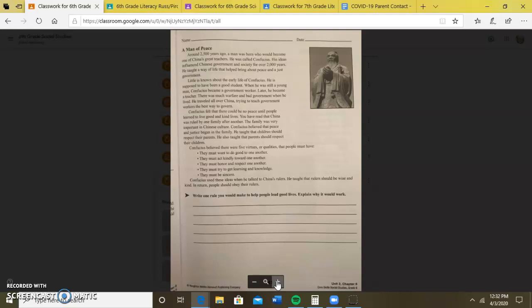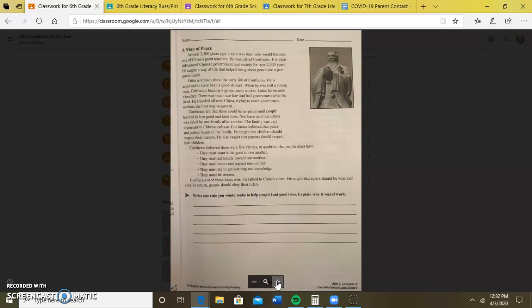Confucius believed that there were 5 virtues and values that people must have. They must want to do good to one another. They must act kindly toward one another. They must honor and respect one another. They must try to get learning and knowledge, and they must be sincere. Confucius used these ideas when he talked to China's rulers. He taught that rulers should be wise and kind. In return, people should obey their rulers.